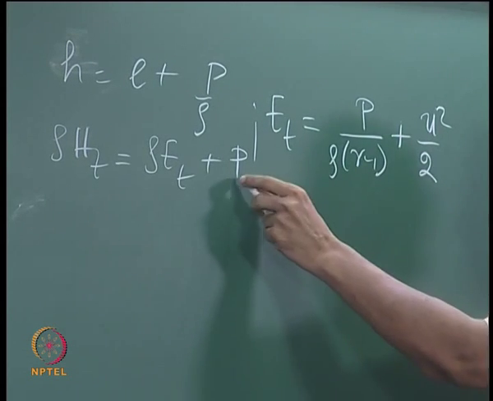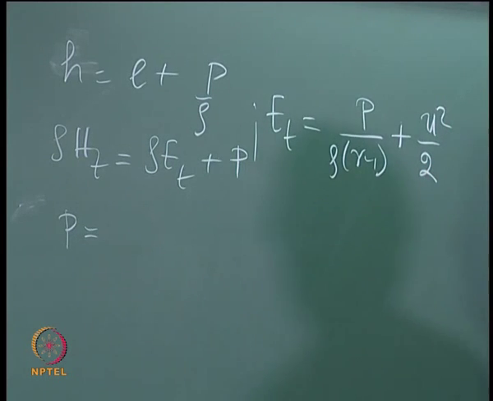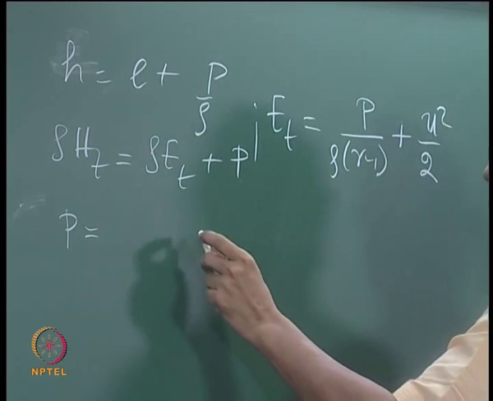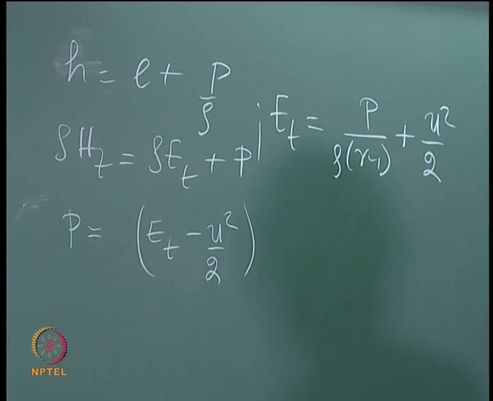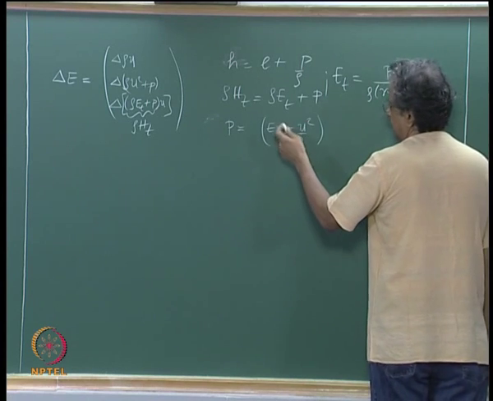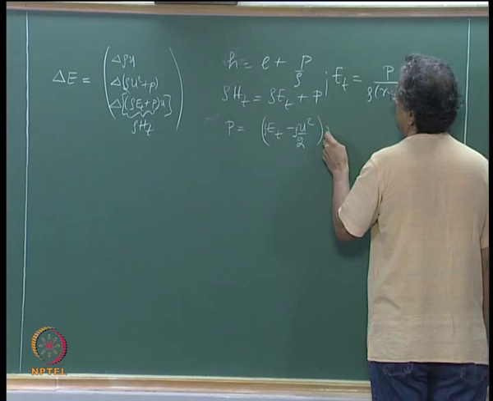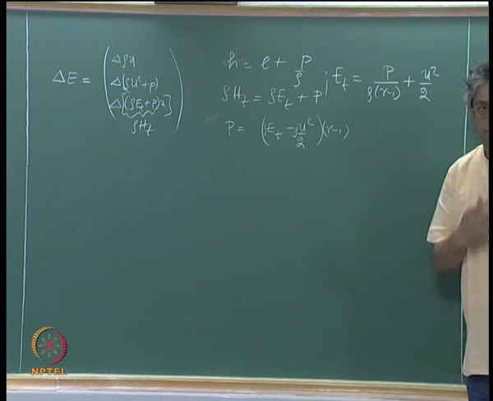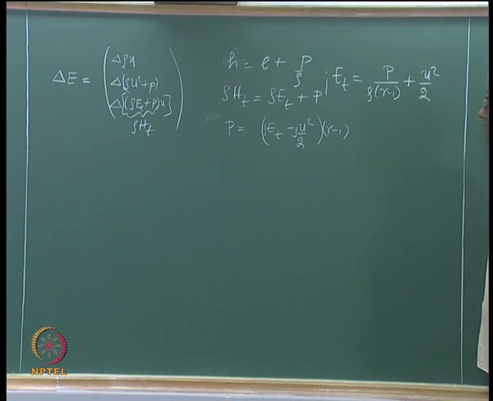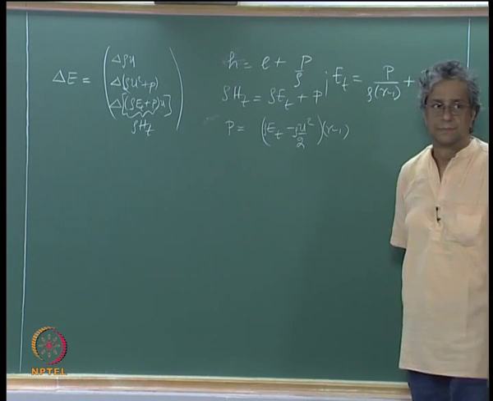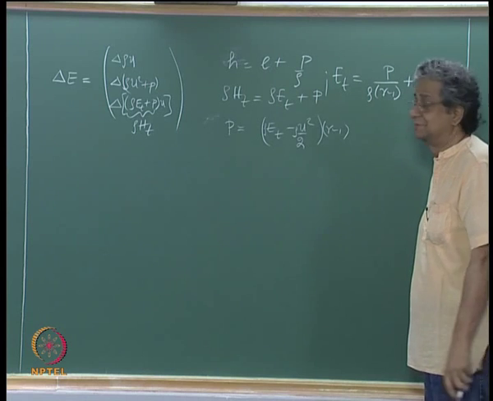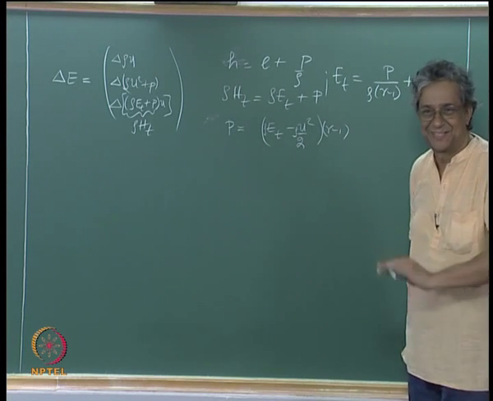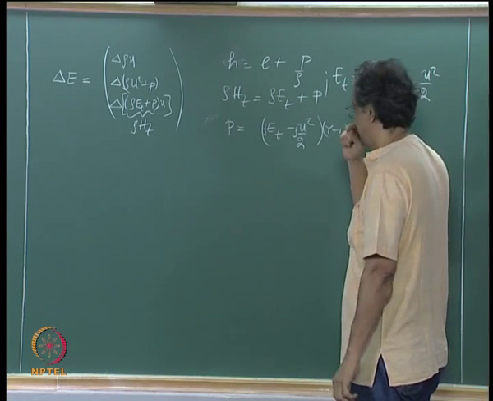As a consequence, this p in fact turns out to be e total minus u squared by 2. If you want rho E total, you can take the rho inside also, times gamma minus 1. So a, you will have to bear with me because we are going to make the substitutions and all of that stuff. B, you will have to make sure I stay honest, make sure I don't make mistakes. So okay, here we have it.